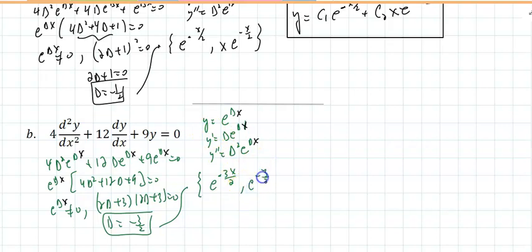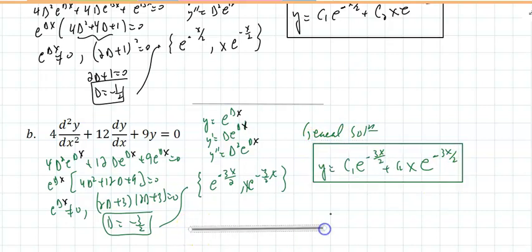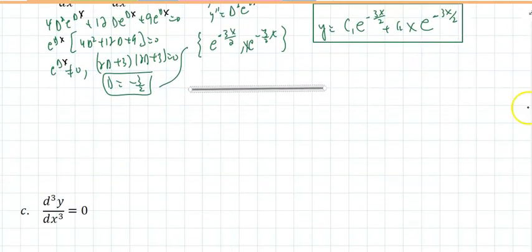e to the negative 3 halves x. Well, to separate between those, you multiply that by x. And the general solution, this is the homogeneous or complementary solution, is y equals c1 times e to the negative 3x over 2 plus c sub 2 x e to the negative 3x over 2. So as far as repeated roots, that would be it.